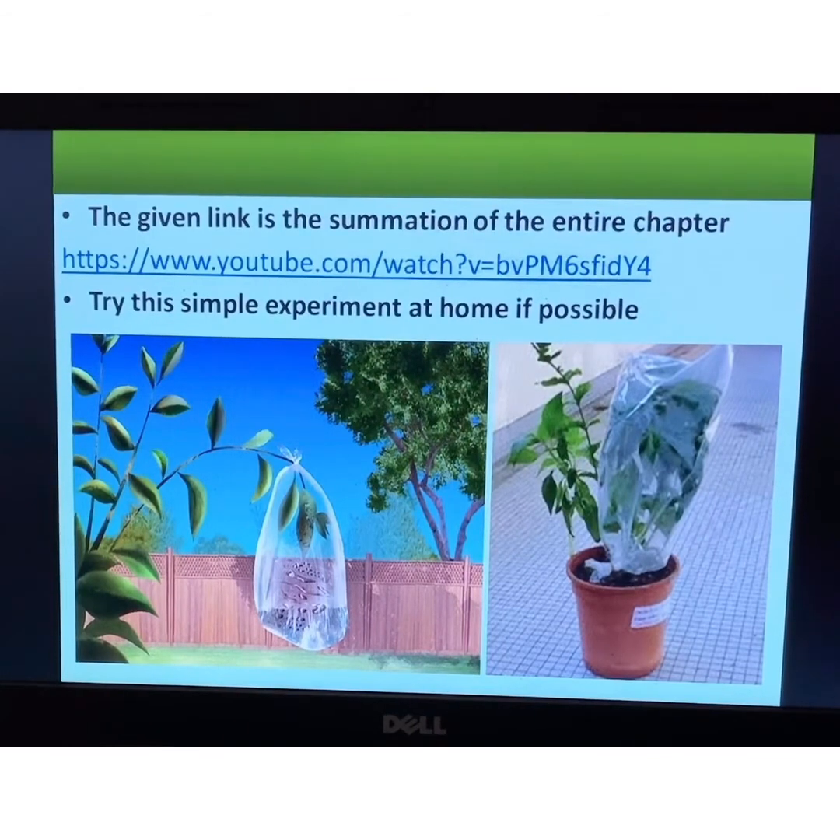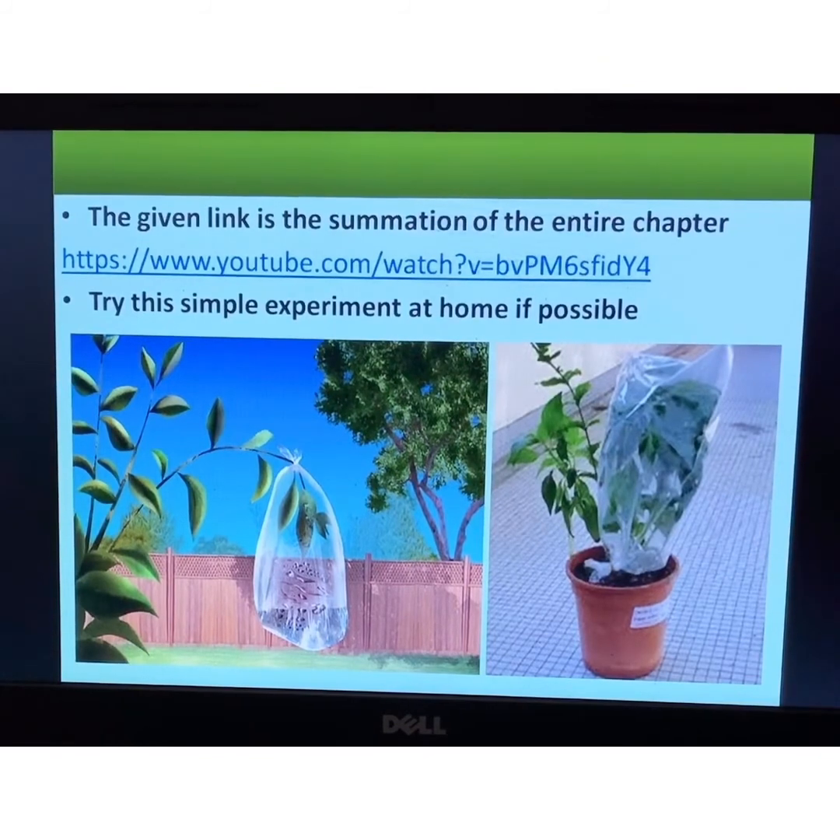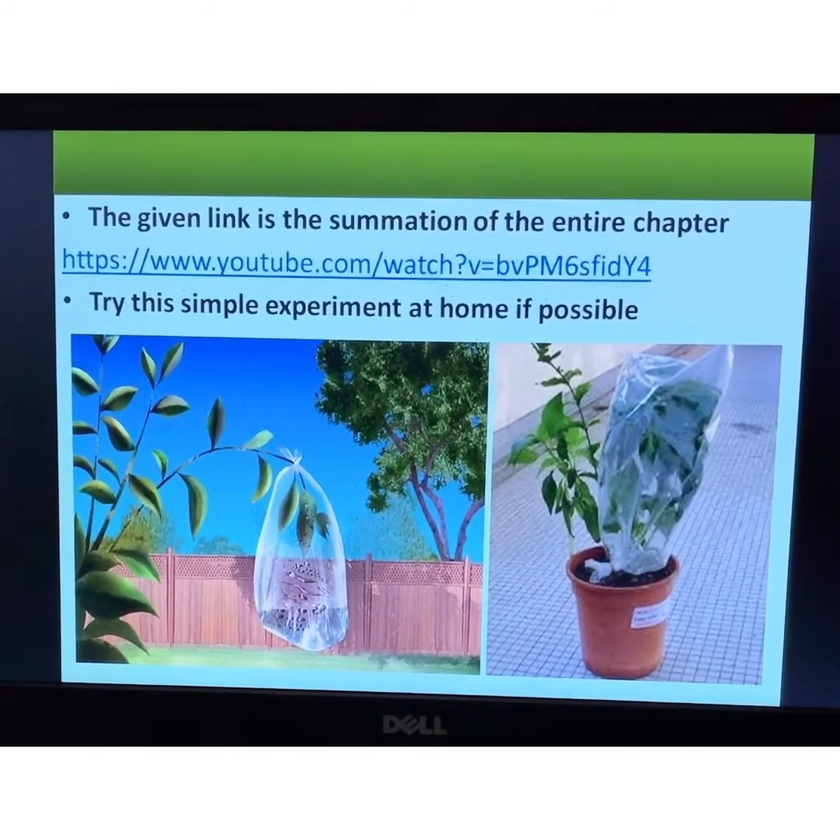If you have potted plants, you can cover one with a plastic cover, of course with the permission of your parents. Please don't try to do anything without their permission. You can keep this in the sunlight for maybe an hour or so, and a little more if required, and you will see that water droplets start collecting on the inner side of the plastic that covers the leaves.